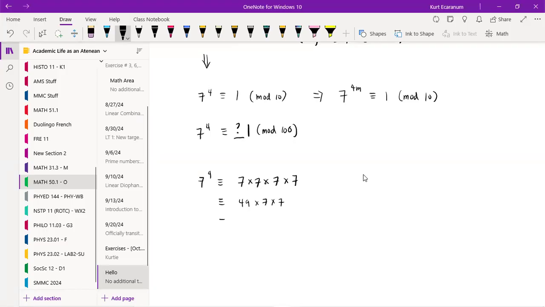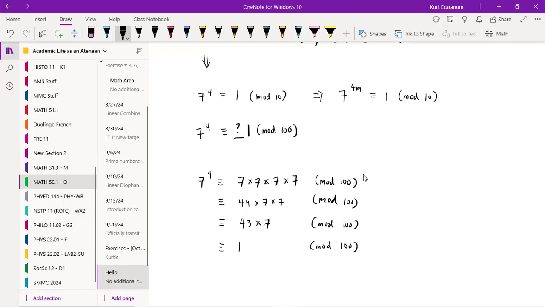And then 49 times 7 is 343. But we are in modulo 100, so 43 times 7. And then 43 times 7 is 301. And 301 is 1 modulo 100.